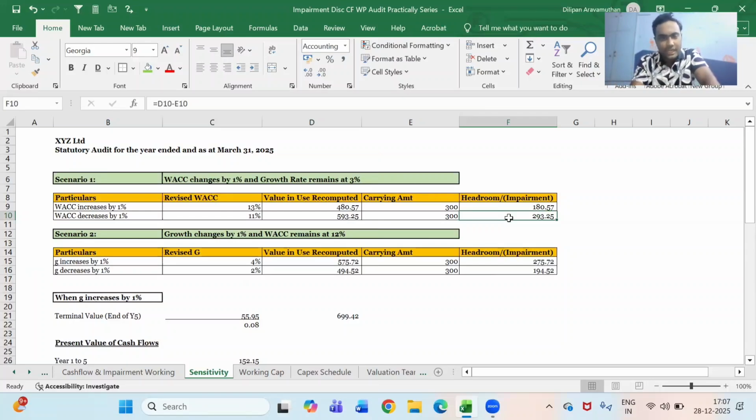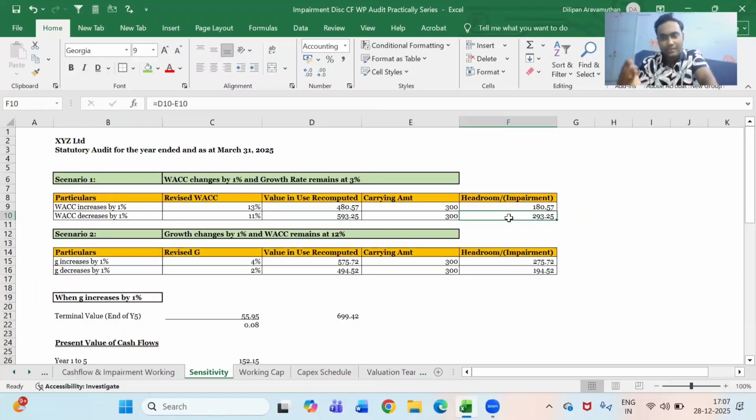And luckily for us, after doing the sensitivity analysis for each of the possible scenarios, and even in the worst case scenario, we had a very good headroom, due to which an impairment charge is not required in the books of accounts. So the reason behind doing sensitivity is there is no one hard and fast number that should be taken as the discount rate, or as the growth rate. Because all these numbers are subject to assumption and professional judgment.